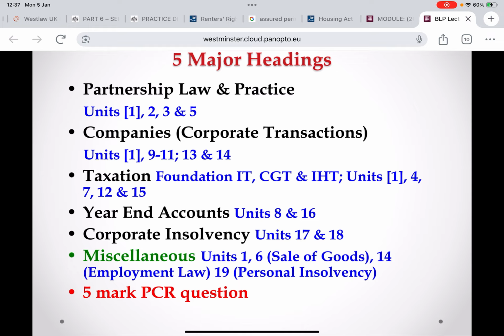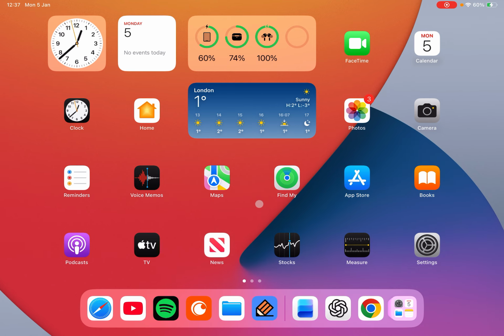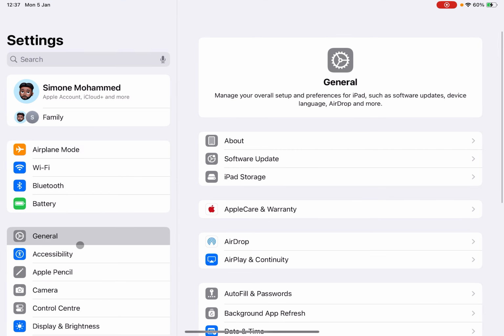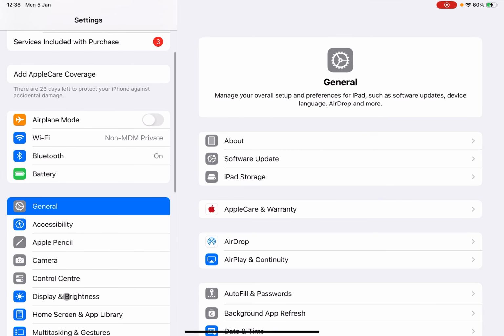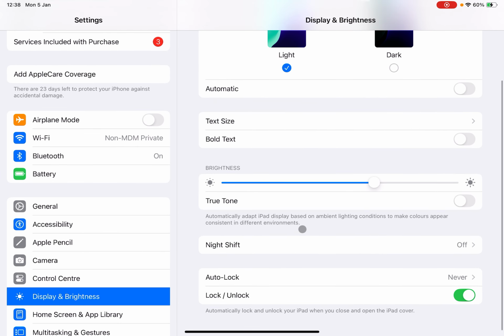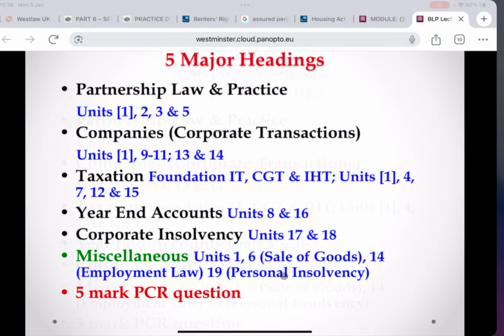Moving rapidly along. For the purposes of the BLP assessment, February 2026, as you are well aware, there are five major headings. Partnership law and practice, and you can see the references there to the relevant BLP units. Companies and corporate transactions, again with references to the relevant BLP units. Taxation, and you can see I'm including references to foundation income tax, CGT and IHT, and then references to BLP units. Year-end accounts, units 8 and 16, and insolvency is the fifth of our major headings. Corporate insolvency, units 17 and 18, personal insolvency, unit 19, but the emphasis in exam terms will always be on corporate insolvency over personal insolvency.